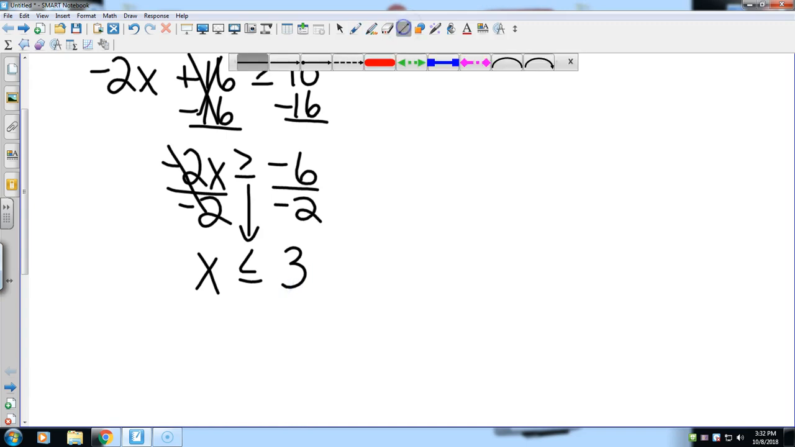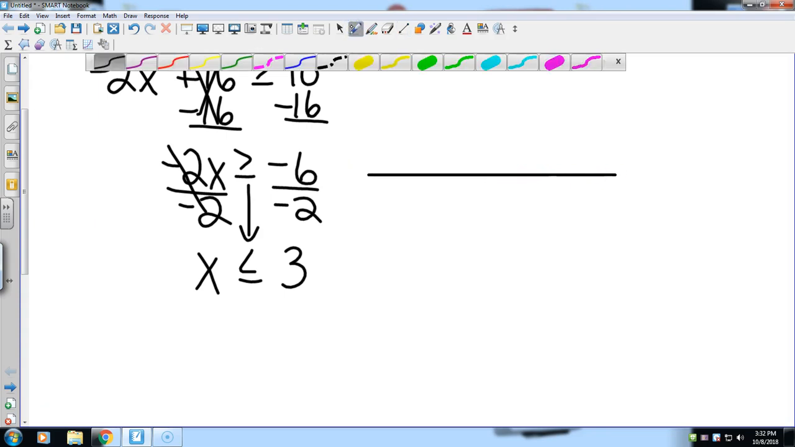And if I wanted to put that on a number line real quick, I've got my 0, I've got my 3, I've got my negative 3, and above the positive 3 is going to be a closed circle because it is equal to, and less than means an arrow to the left.